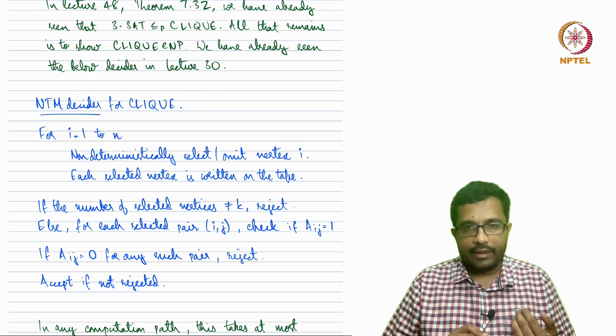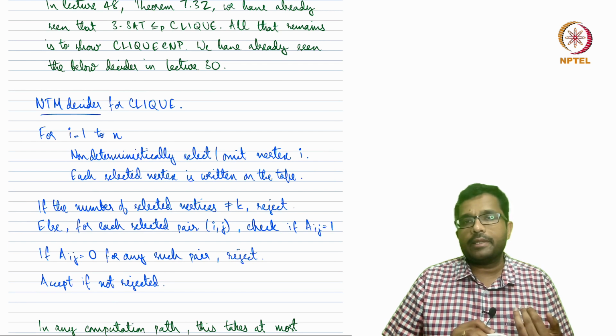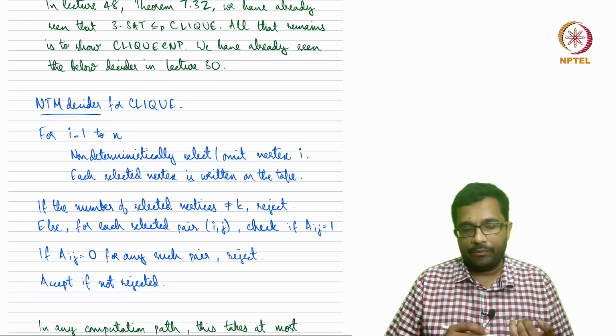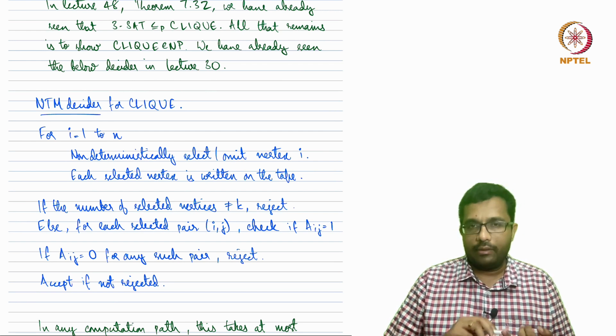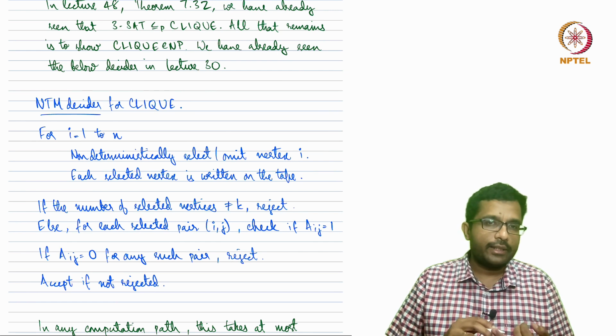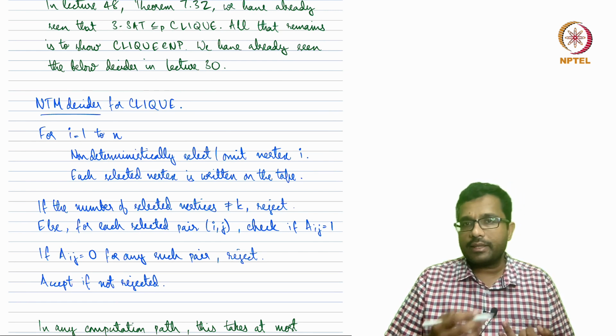So you go to vertex 1, and you non-deterministically decide to select or not select it. Go to vertex 2, and do the same thing. You non-deterministically decide to select or skip that vertex.